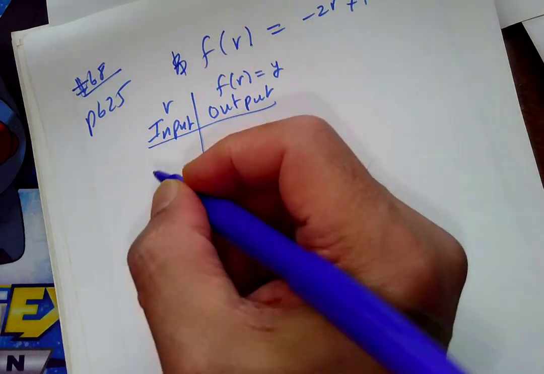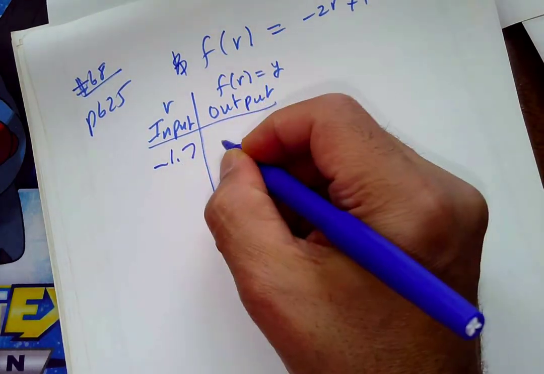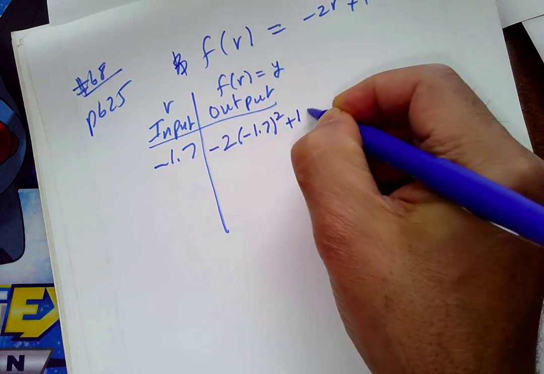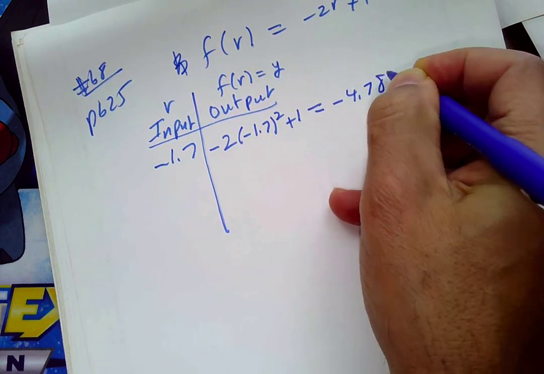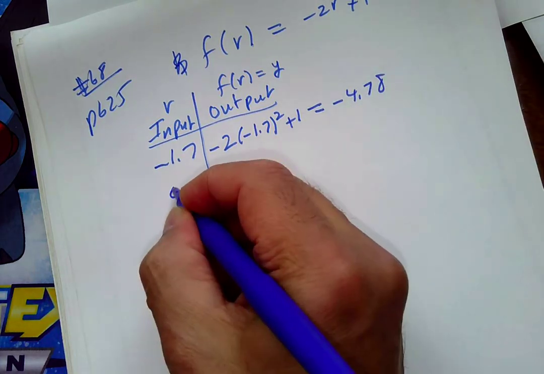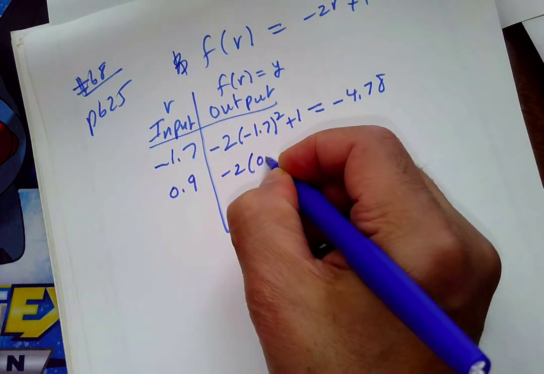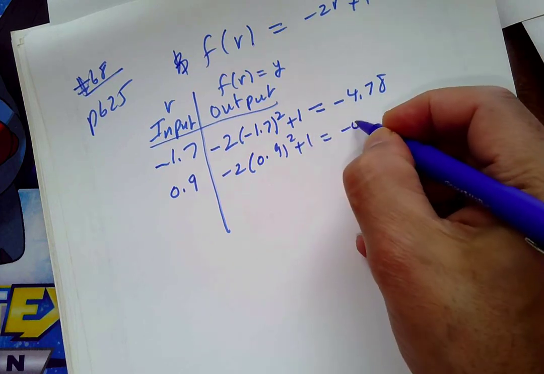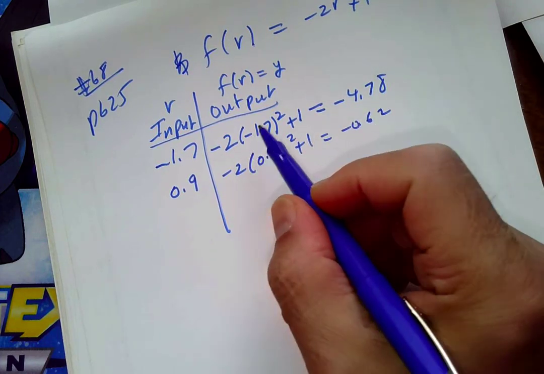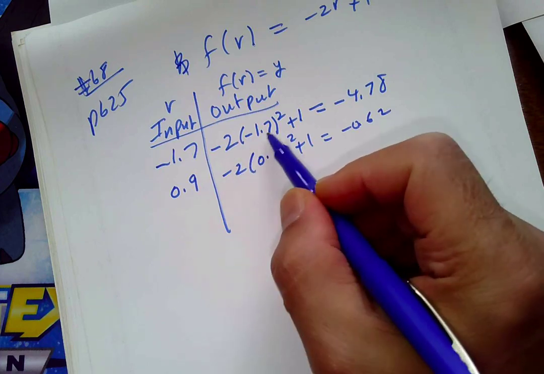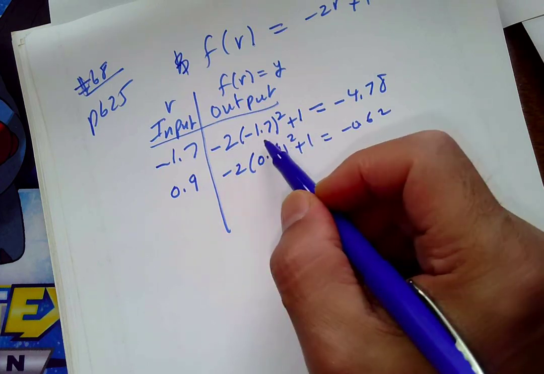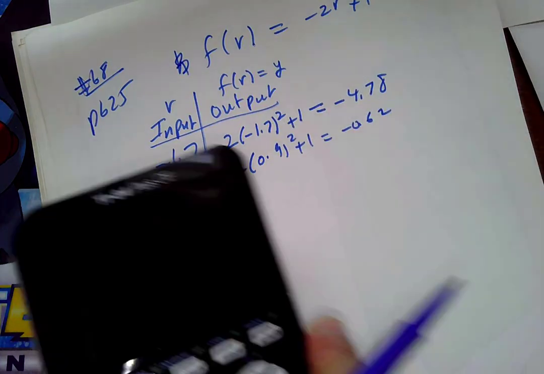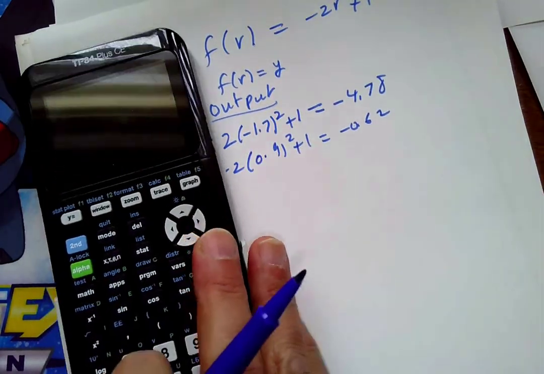So if you're inputting negative 1.7, you put it in your calculator, negative 2 times negative 1.7 squared plus 1. I did the math. That's check. Make sure you check that. If you input 0.9 squared plus 1, I got negative 0.62. What you have to do, you just write it in as is. If you have a graphing calculator, or if you have scientific, you got to do the number you square, then times by negative 2, then plus 1.